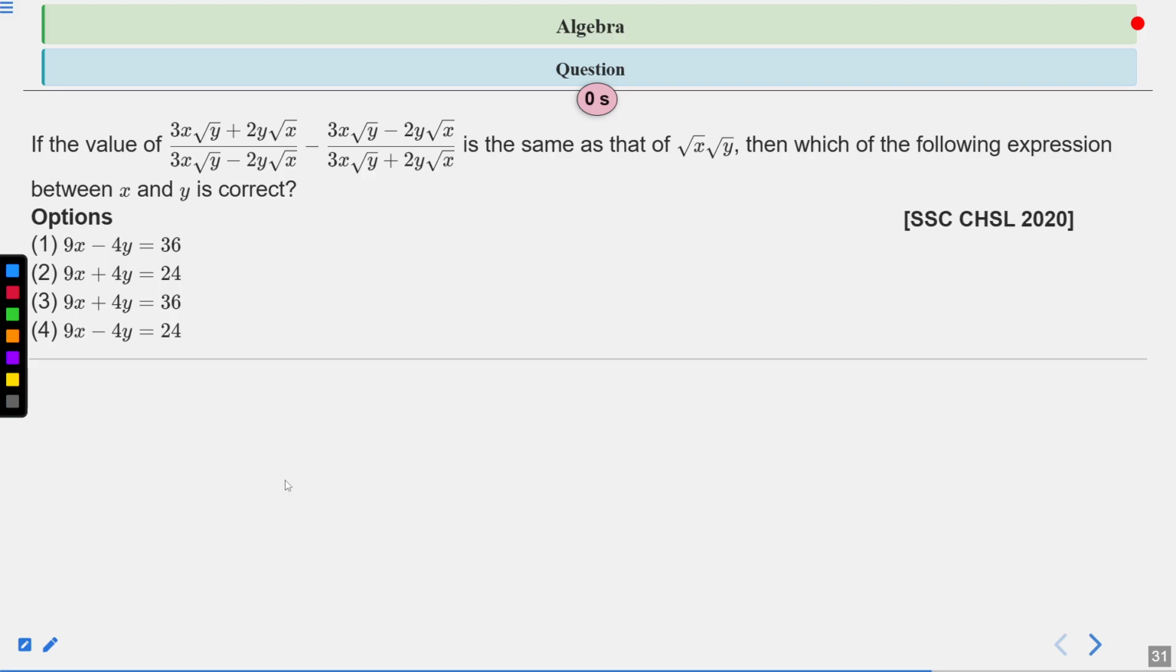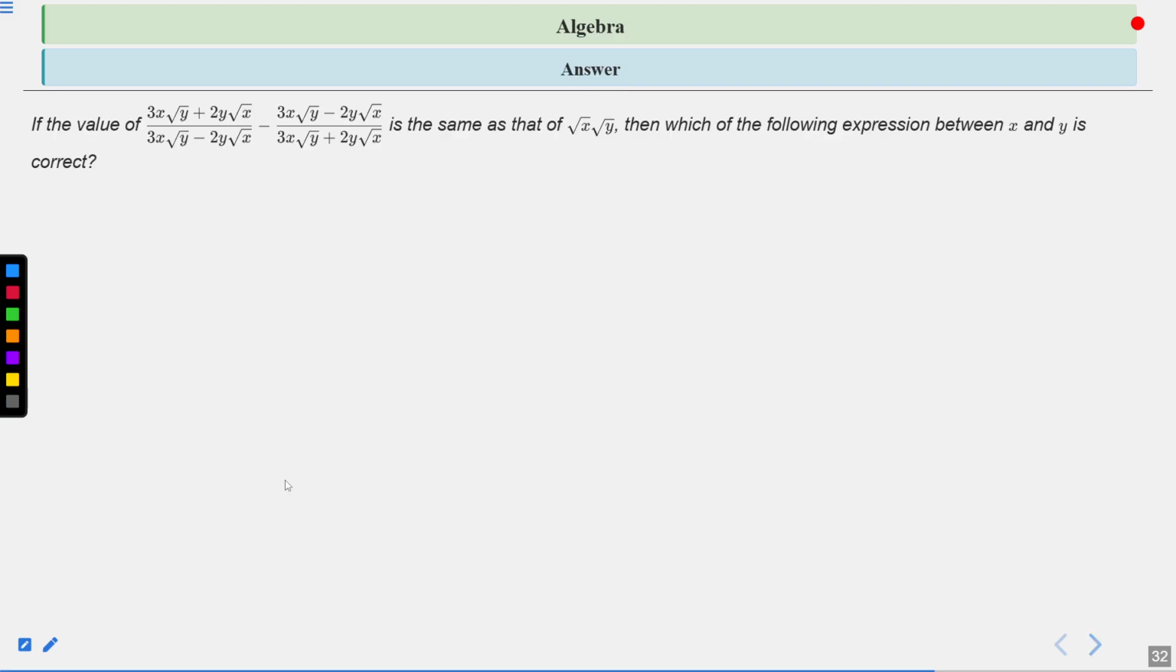Now time's up. Let's see the solution of this question. So the question says that 3x root y plus 2y root x upon 3x root y minus 2y root x, minus 3x root y minus 2y root x upon 3x root y plus 2y root x, which is the reciprocal of the first expression, is the same as root x into y. So we need to calculate the relation between x and y. So the correct answer of this question is the fourth one, which is 9x minus 4y equals 24.